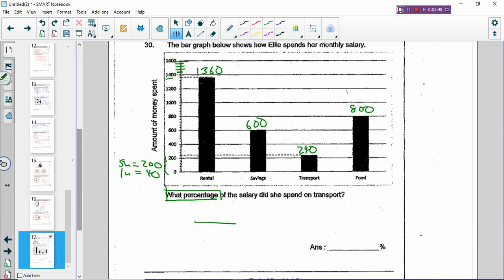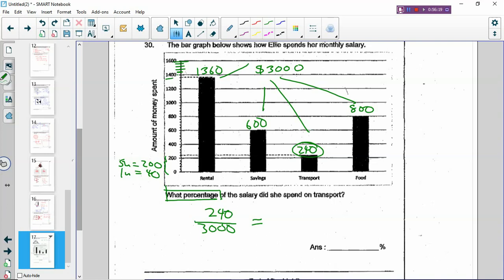So how to get the fraction of the salary that she spent on transport? You need to add up all the money, which is the salary. So you plus them all together. You take 1360 plus 600, and then plus 240, and then plus 800, and her salary is $3,000. So what percentage of the salary did she spend on transport? Transport is 240. So you got your fraction already.